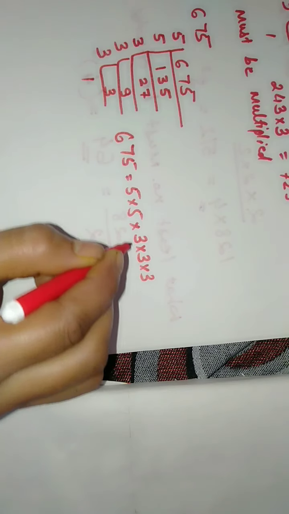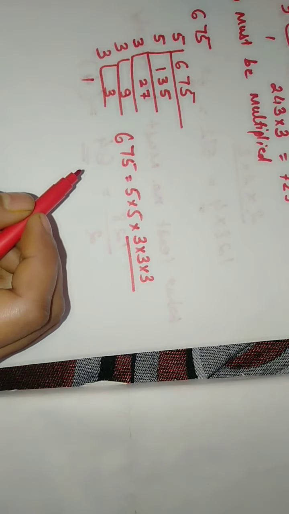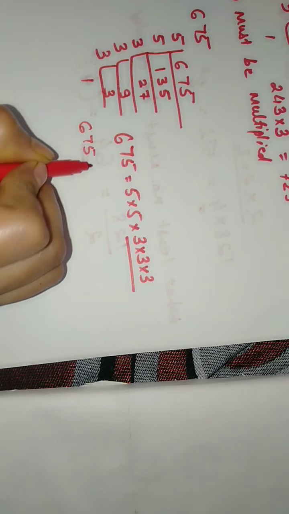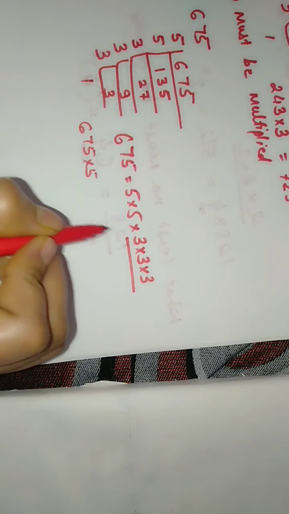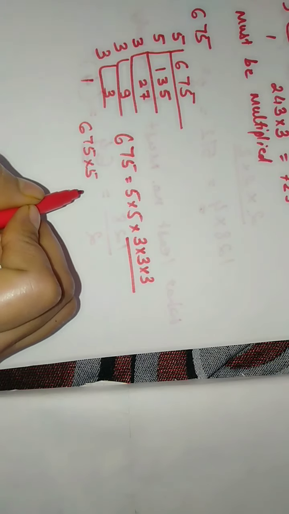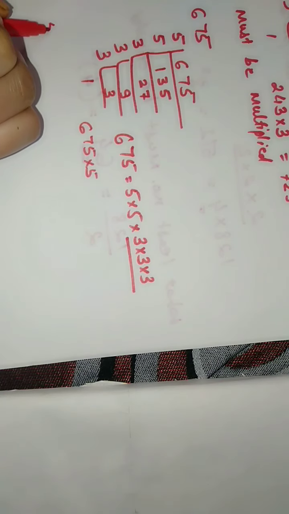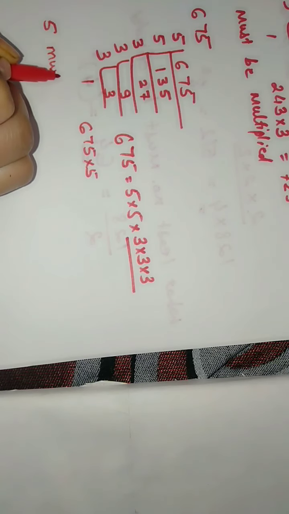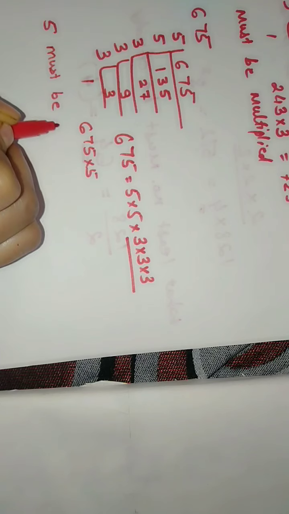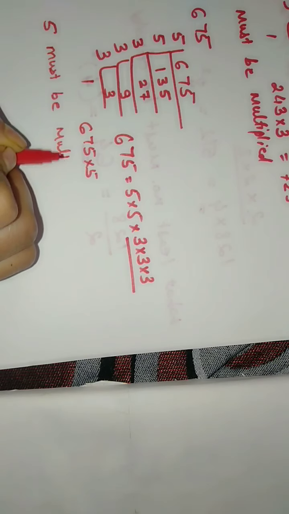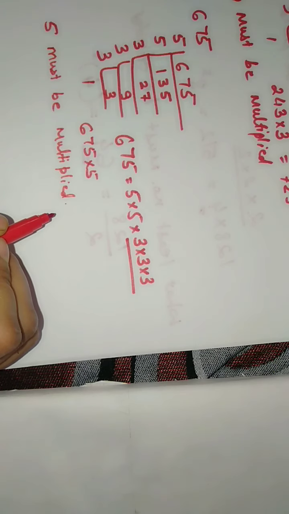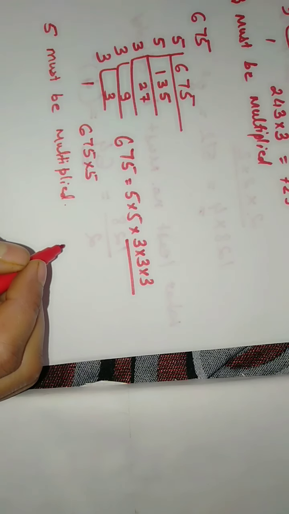into 3. Now the triplet of 3 is complete, but the triplet of 5 is not complete. If we multiply this number 675 by 5, then the triplet will be completed, and so 5 is the smallest number. 5 must be multiplied so that the number becomes a perfect cube.